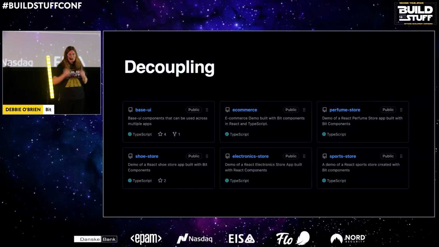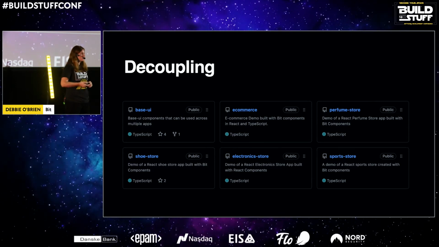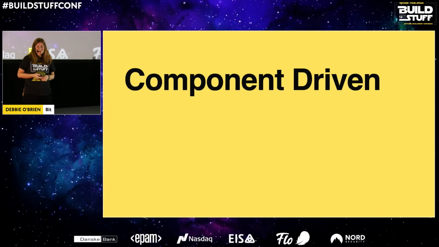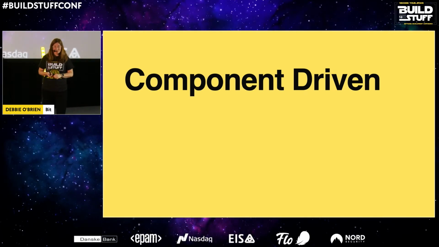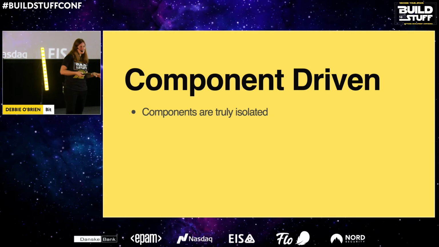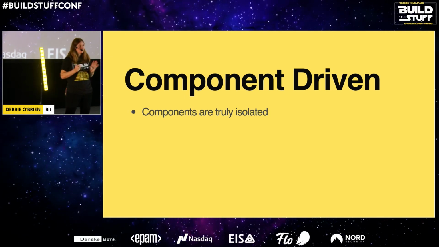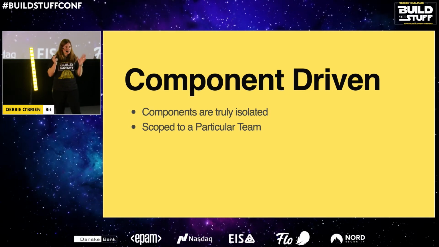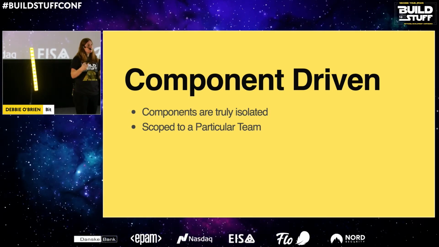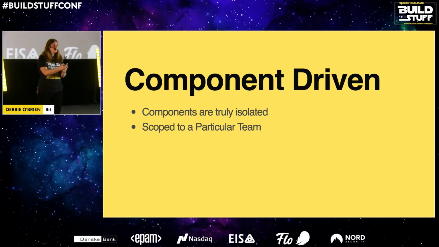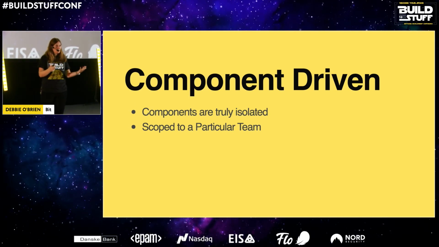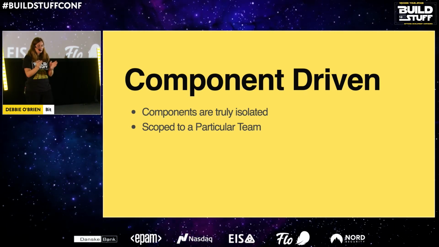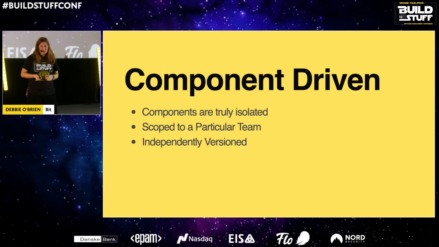You have to think about how you want to work. That allows you to decouple everything, and it makes life easier when everything is decoupled. So component driven: components are truly isolated. That's really important. You want your components to be scoped to a particular team. So think about your components when you're building them. What team should this component belong to? Who should own it? What is their scope? Think about that. It's a little bit like domain driven design, right? So think about the scope, who owns it, and then that's where you create that component.